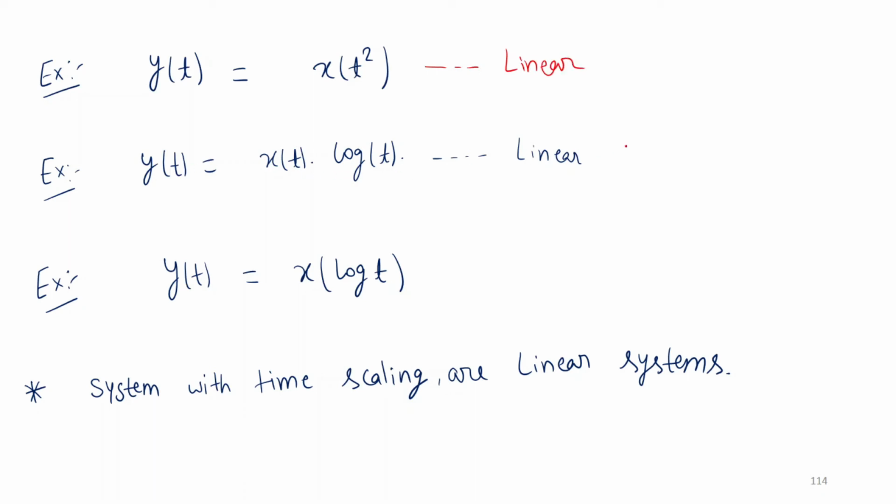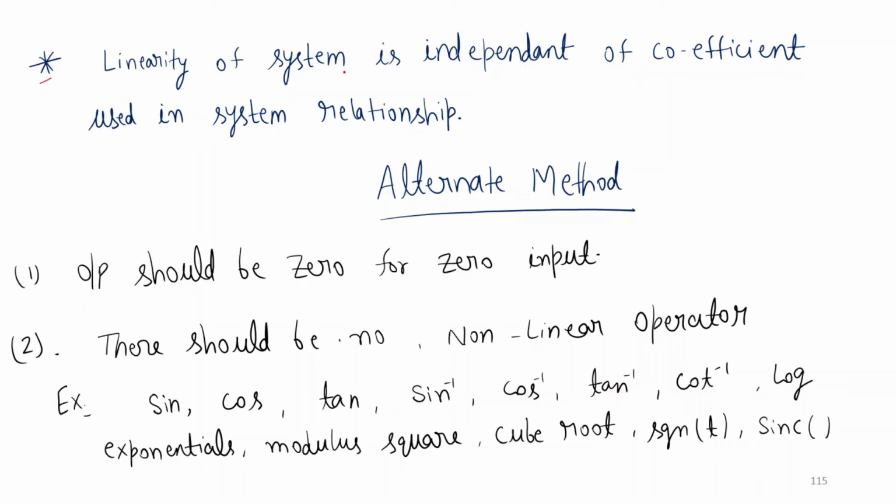x(t) into log t, this is also a linear system. I will tell you later what the reason is. y = x log t, this is also time scaling, so this is also a linear system. You can check both the law of additivity and the law of homogeneity. Important point: a system with time scaling is a linear system. Another important point: the linearity of a system is independent of the coefficient used in the system relationship.